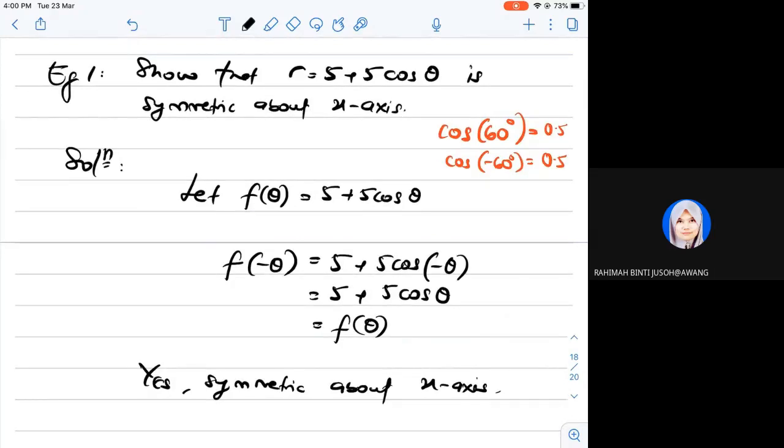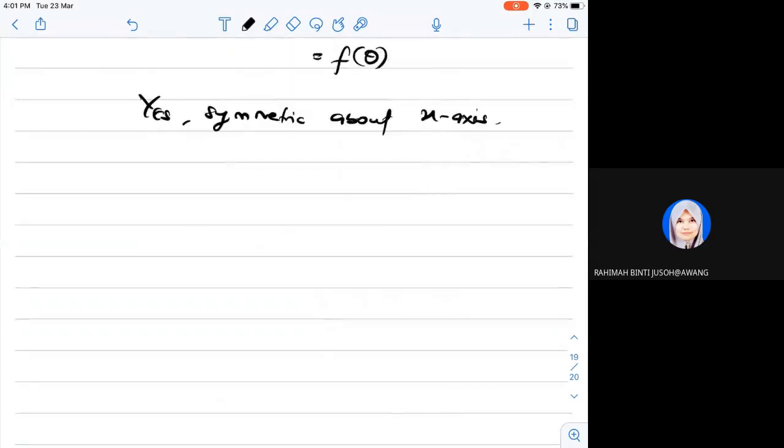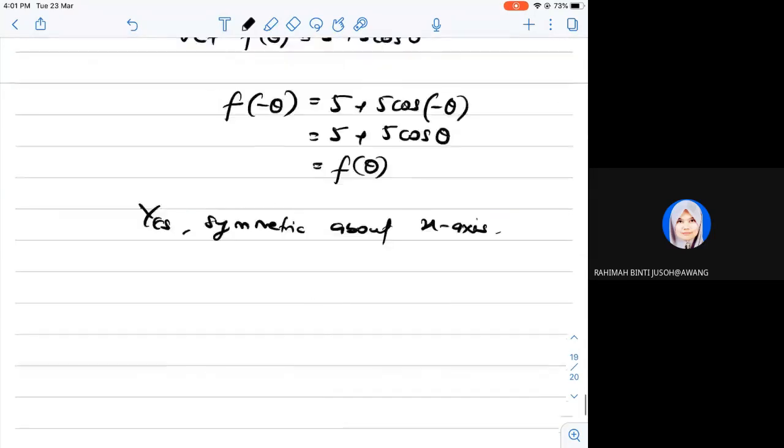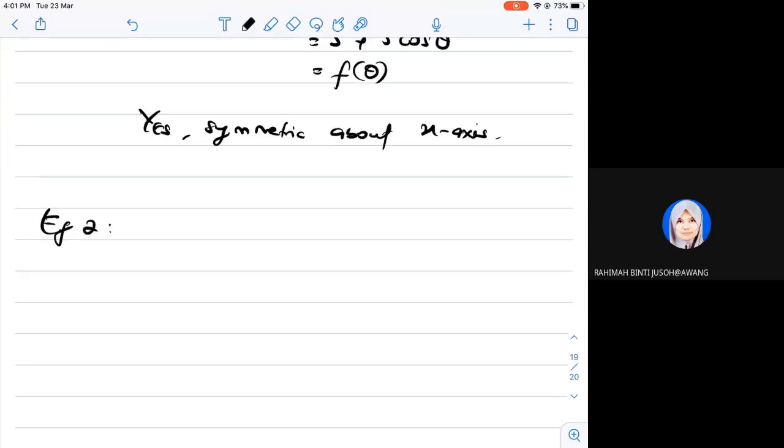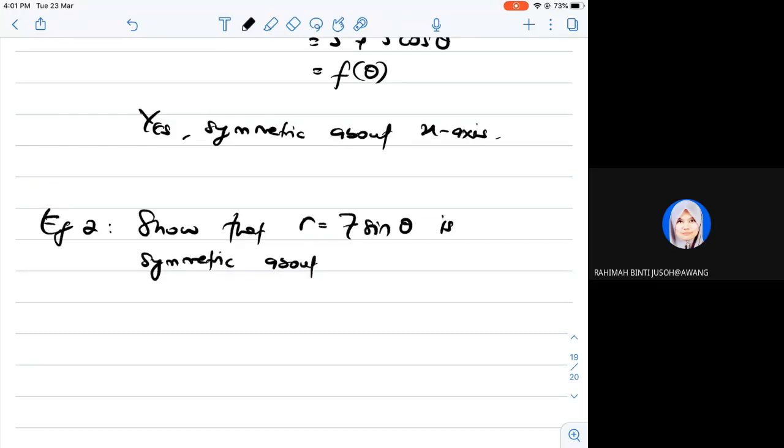Okay, sebab sometimes soalan test dia akan suruh you prove dulu simetrik, lepas tu dia suruh you lukis. Kalau dia suruh you lukis, kalau tak suruh tak payahlah. Okay, example 2. Kita buat case symmetric about y-axis pula. Show that r equals to 7 sin theta is symmetric about y-axis.